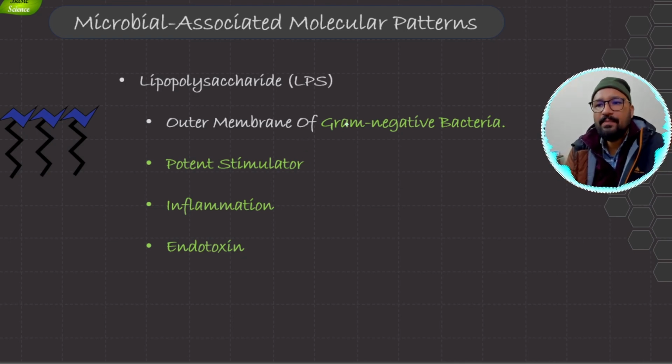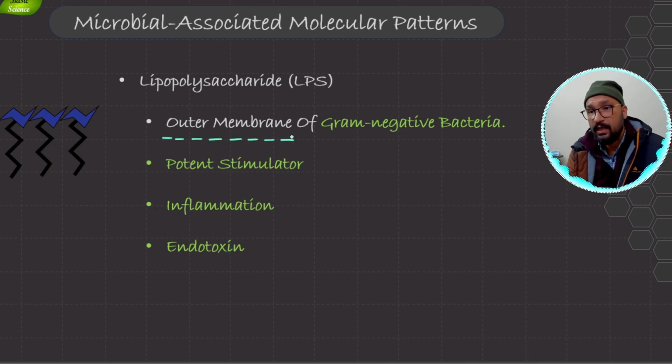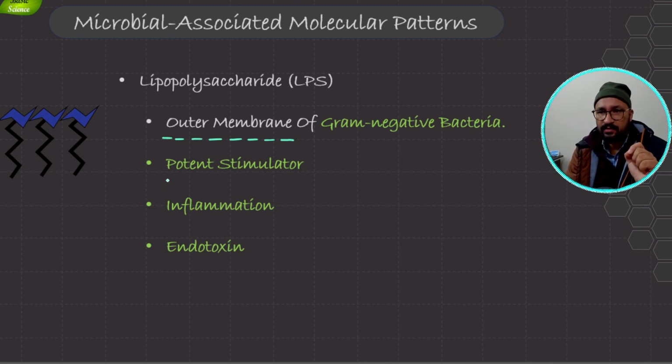MAMPs one by one. LPS is also known as endotoxin. I already told you, it's present on the outer membrane of gram-negative bacteria only. Remember that. It's not present in gram-positive bacteria. And it's a highly potent stimulator of the immune system. So that is the second point. It stimulates the immune system very, very quickly in very, very small concentrations. It causes inflammation.